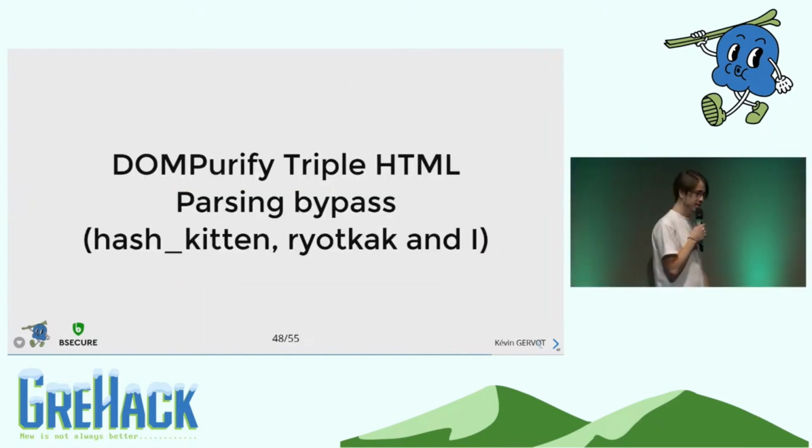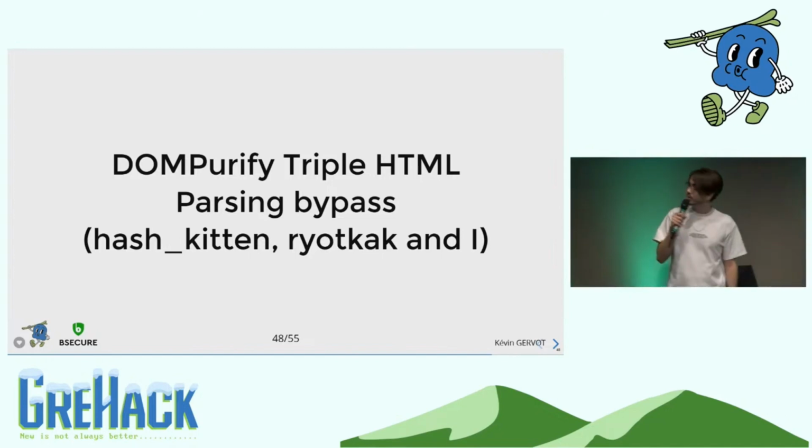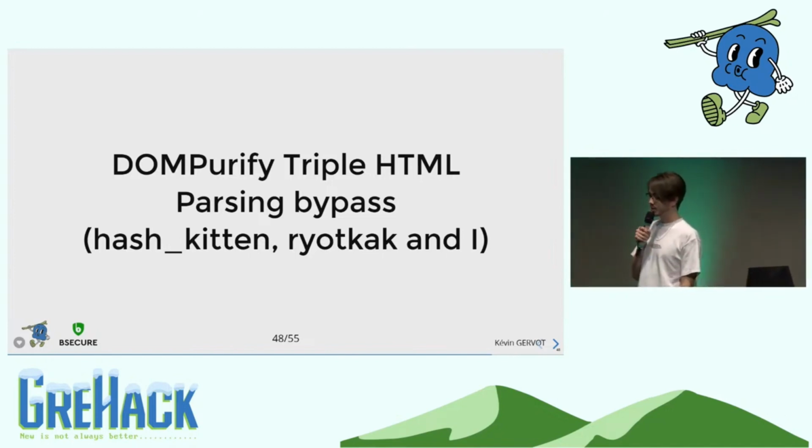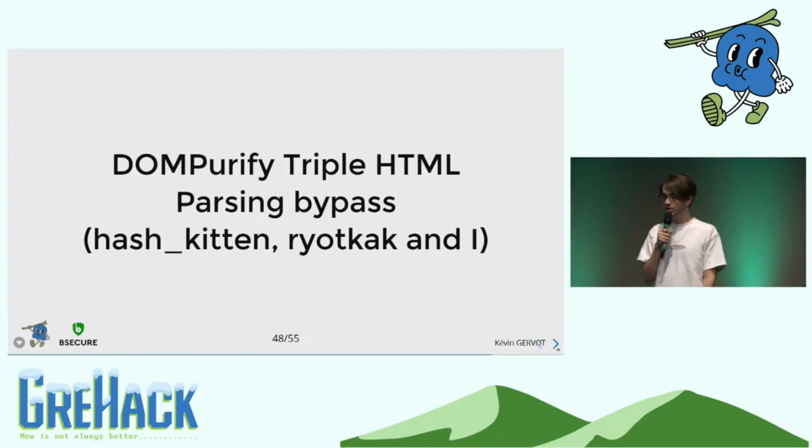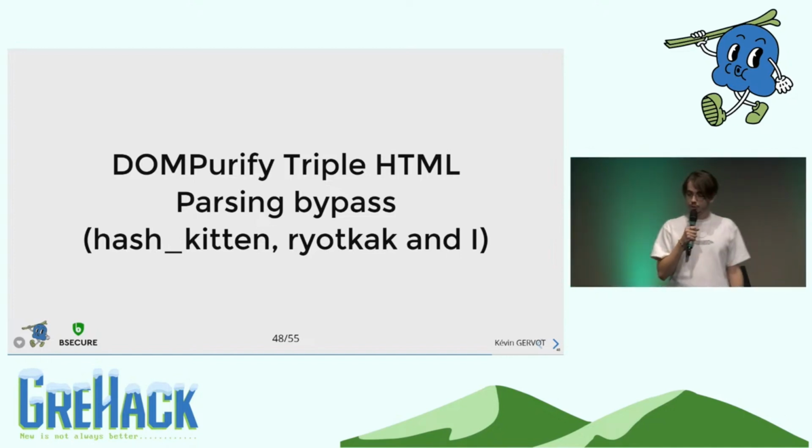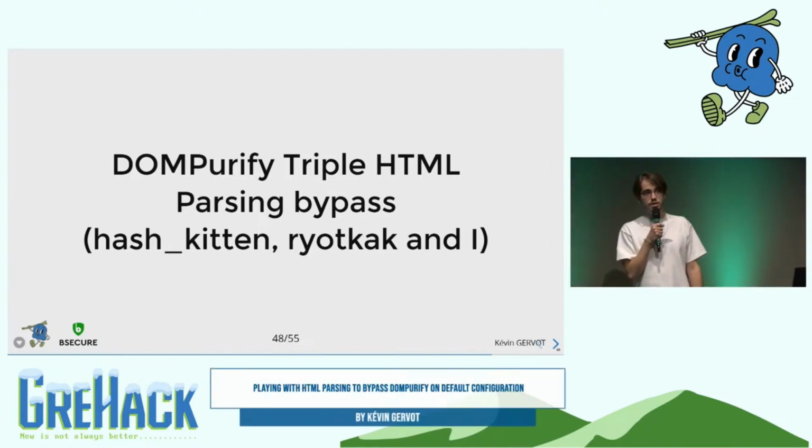So this was the last bypass, but before ending this presentation, I wanted to speak very quickly about something we have found with Ashkitten and GreHack, which is related to a triple HTML parsing bypass. In the previous three DOMPurify bypasses that we have seen, there is one big limitation, which is you need to have a context which parses your HTML string only twice.